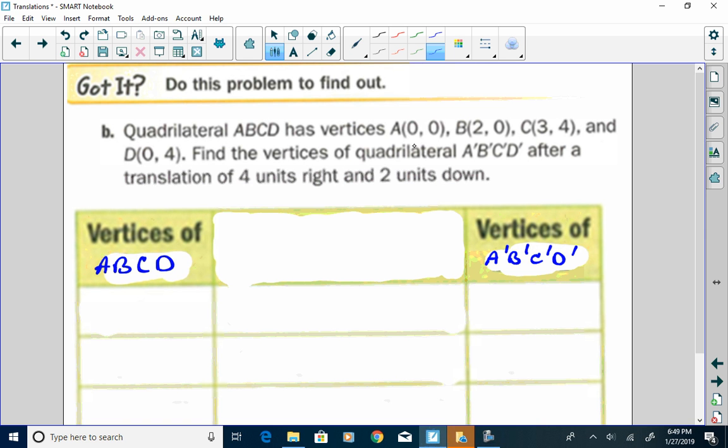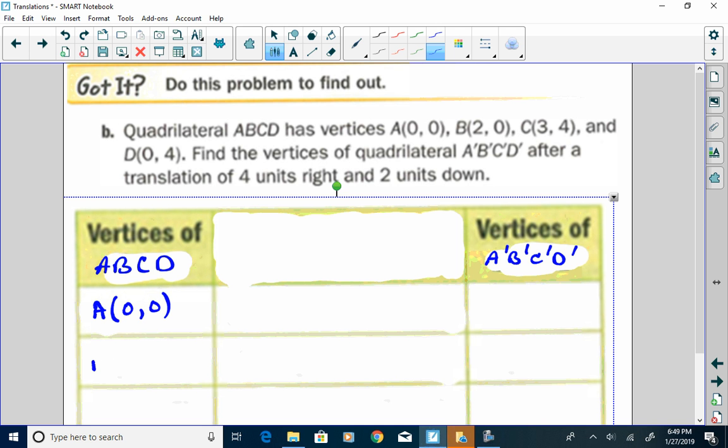A is located at (0, 0). Point B is located at (2, 0). Point C is located at (3, 4).